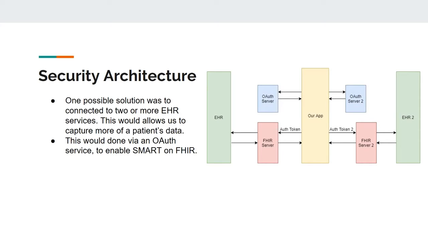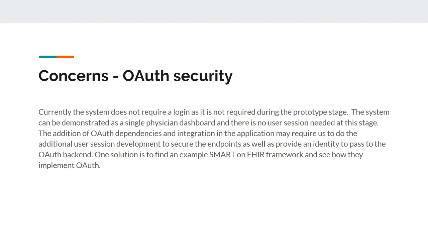2 important takeaways from our user interviews was being a SMART on FHIR web application and also being able to cross-reference patient data between multiple EHRs. To accomplish this, we will have to connect to multiple OAuth servers to connect to the respective EHR server as well. One concern we have is adding OAuth security will increase development time. One solution to this is to find an example SMART on FHIR framework and see how they implement OAuth.